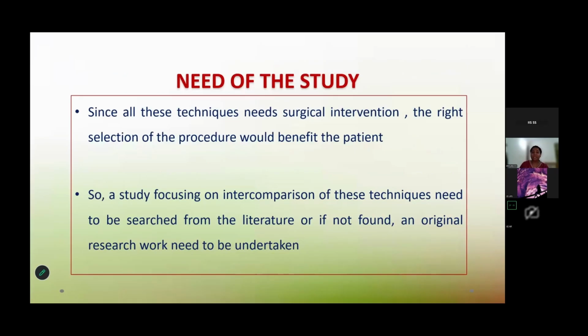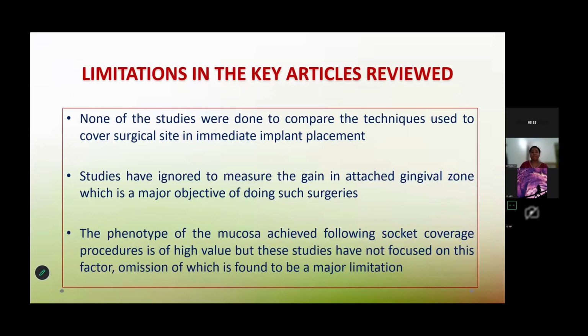Since all these techniques need surgical intervention, the right selection of the procedure would benefit the patient. So, a study focusing on intercomparison of these techniques needs to be searched for in the literature, or if not found, an original research work needs to be undertaken. The limitations in the key articles reviewed were that none of the studies compared the techniques used to cover the surgical site in immediate implant placement. Studies have ignored measuring the gain in attached gingival zone, which is a major objective of doing such surgeries.